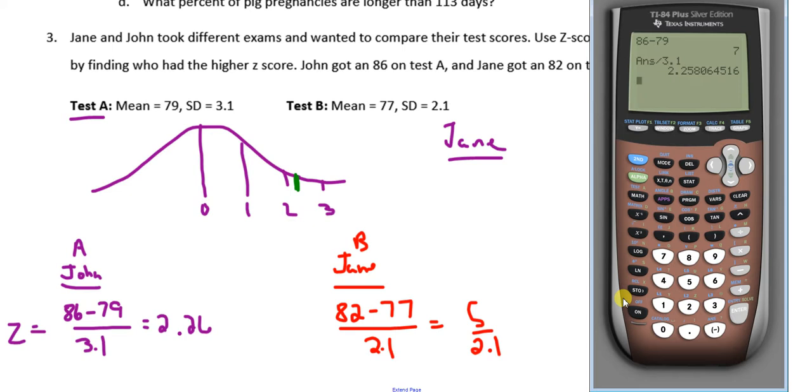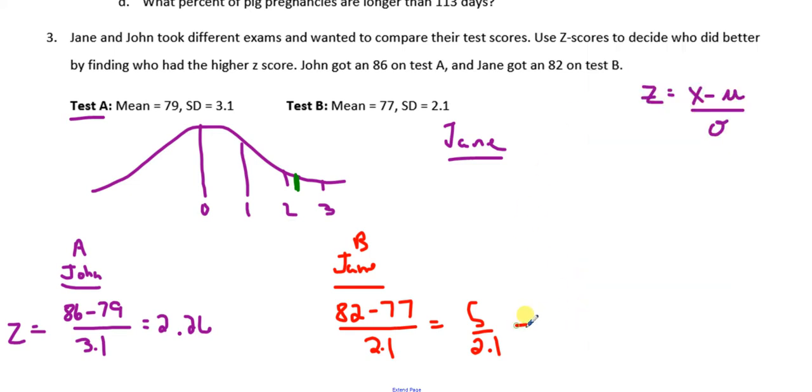And I can tell that's more than 2. So let's see, 5 divided by 2.1. They're actually really pretty close, aren't they? 2.38. So Jane did a little bit better if you compare these two. She's just a little bit higher than John is.